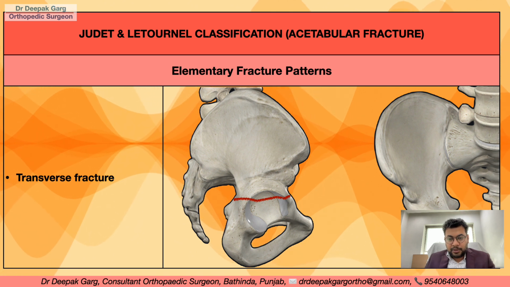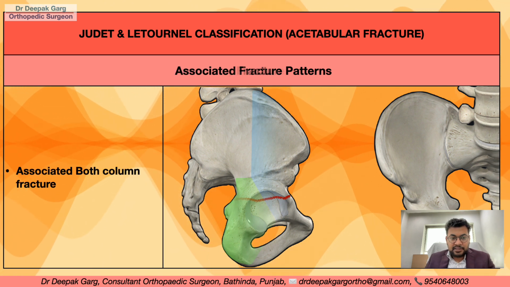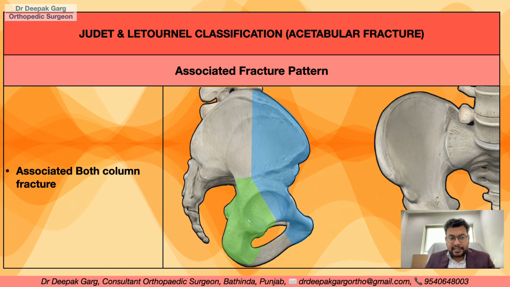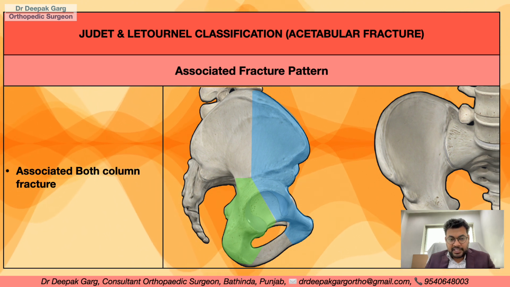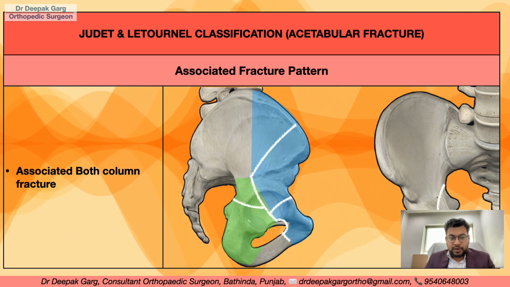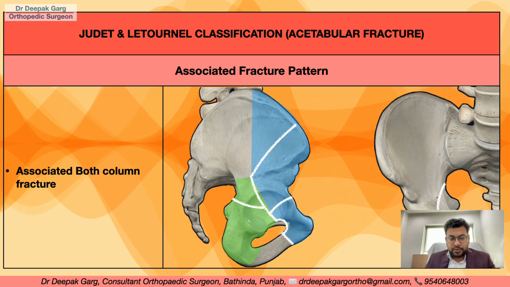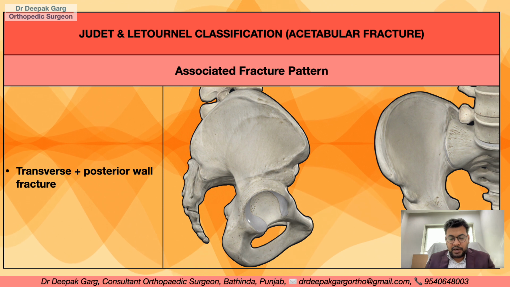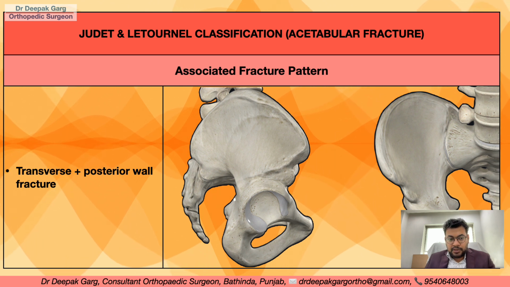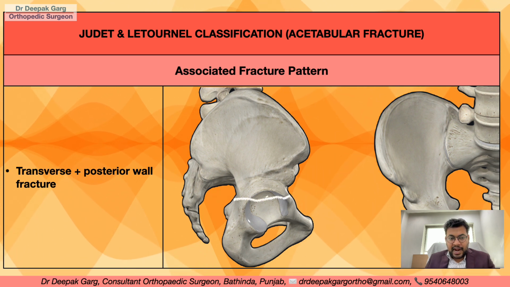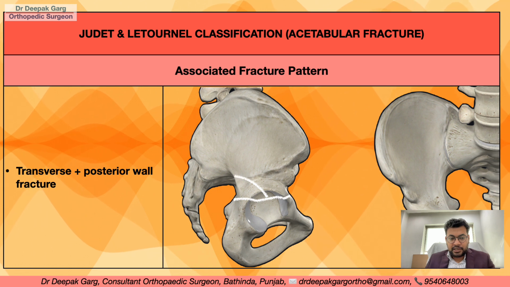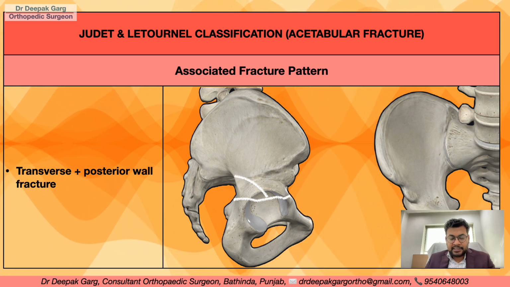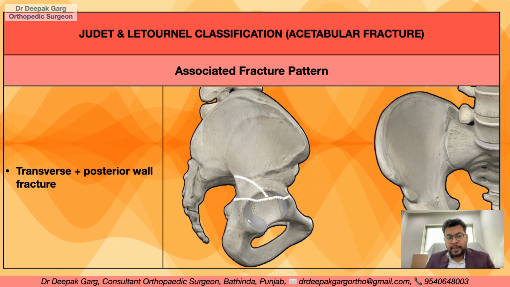Now we discuss the associated fracture patterns. In associated fracture patterns, there can be an associated both column fracture. It will involve both the anterior column and the posterior column. Then transverse with posterior wall fracture. Now this is a transverse fracture and this is the fracture going to the posterior wall. So this is an associated fracture pattern, transverse with posterior wall fracture.